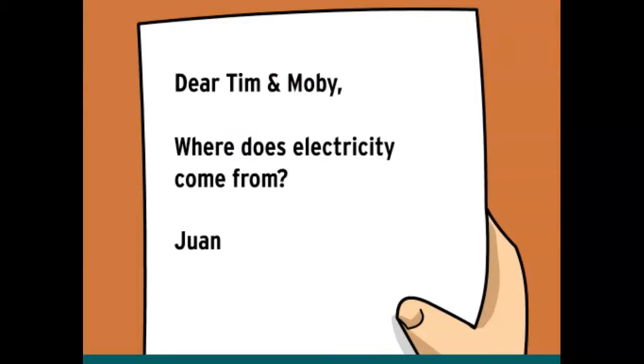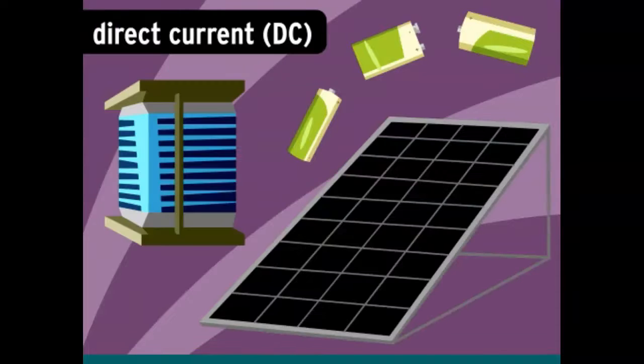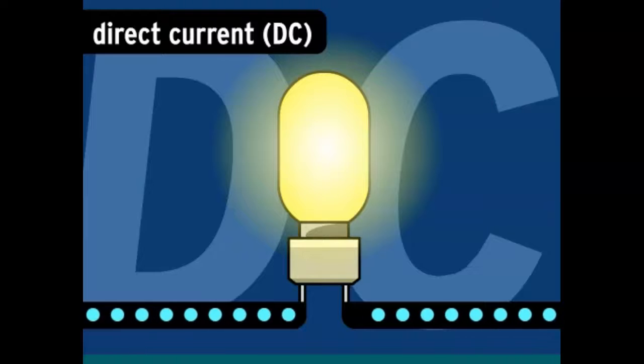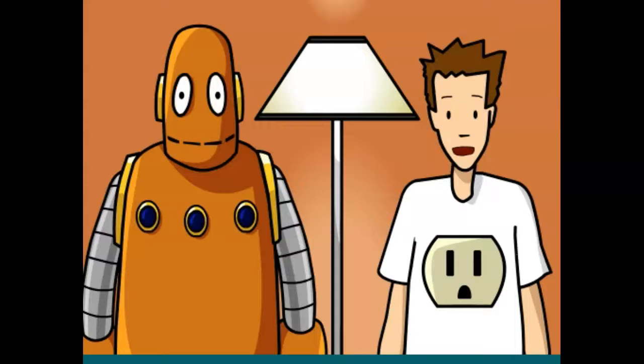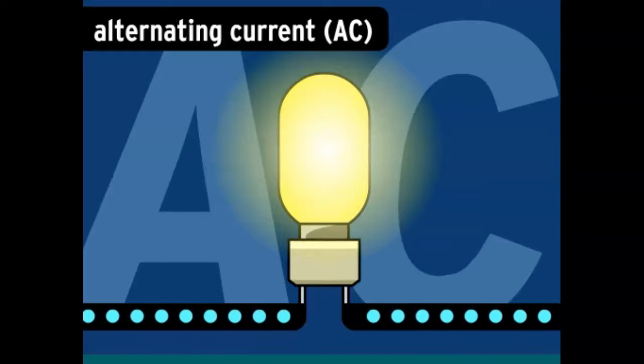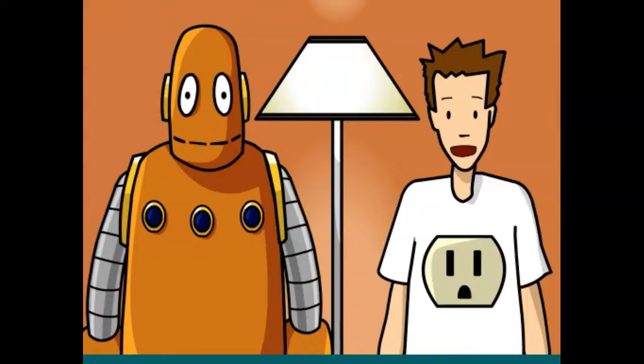Dear Tim and Moby, where does electricity come from? From Juan. There are actually two main kinds of current electricity: direct current, DC for short, and alternating current, or AC. Direct current is what you get from things like batteries, fuel cells, and solar cells. In direct current, the flow of electricity always goes in one direction. The electricity that we get through our walls, though, is alternating current. With AC, the current flows in one direction and then switches to go the other way. It alternates back and forth. The switching happens really quickly, 60 times a second, so we don't even notice the lights flicker.